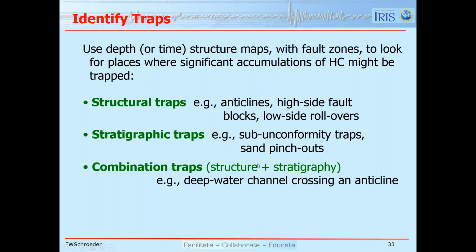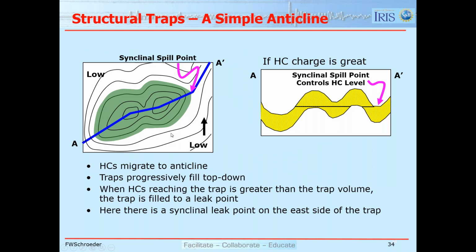So let's look at a couple of examples. Here we have an anticline. This would be high. Profile A to A prime is shown on the right. We have, I call it the camel structure here. We have two highs. That's the western one, that's the eastern one. And if this has been filled with hydrocarbons, maybe it gets filled down to this point, which is this synclinal low, which is here.